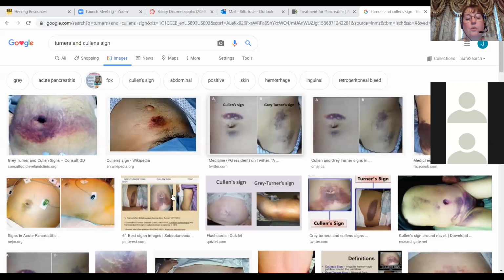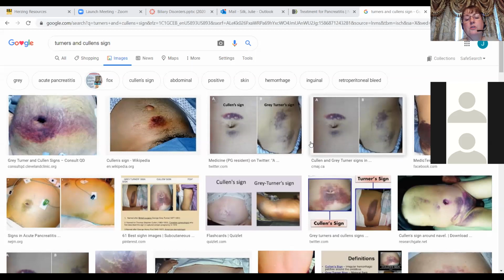Okay, so with Turner's and Cullen's sign. Cullen's, just think about a big giant C. If you think of Cullen's sign, you're thinking about bruising that surrounds the belly button. It could be bad, like this over here on the left. It could be a little bit more minor, like some of these over on the right.